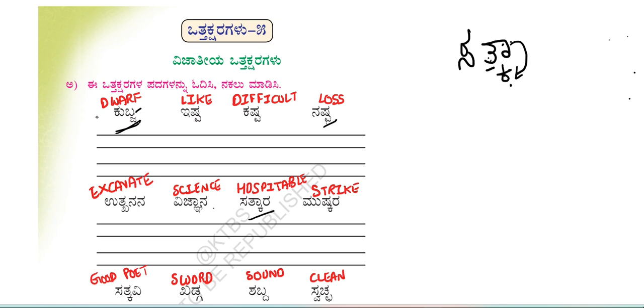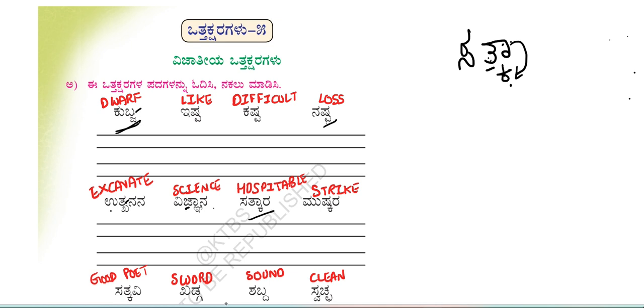Now let's go to the next row. Utkhanana. Tha is read in its root form and kha will be pronounced as a whole consonant. Utkhanana means excavate. Then Vijnana. This is J. Ja. See? So that you have to read in its root form. So Vijnana or Vijnana. Anyways you can tell it. Science.